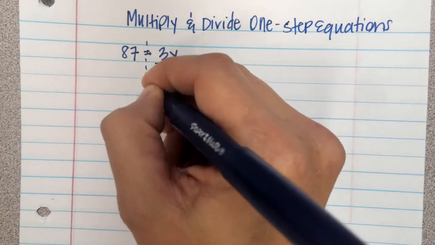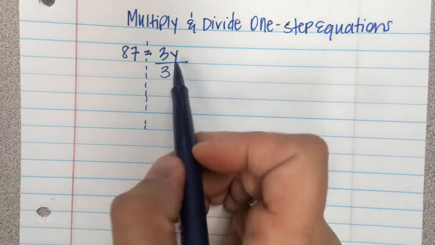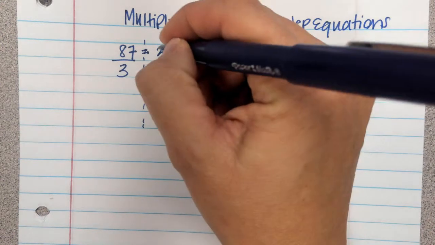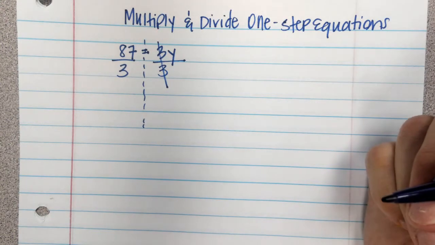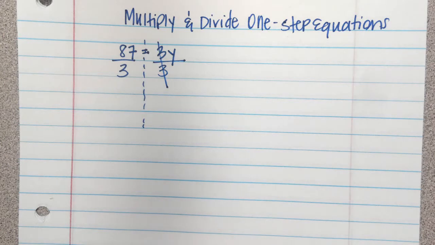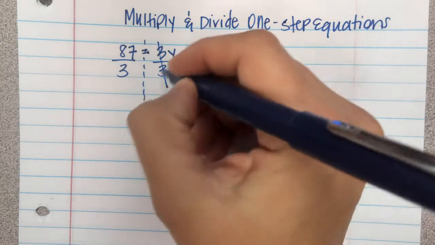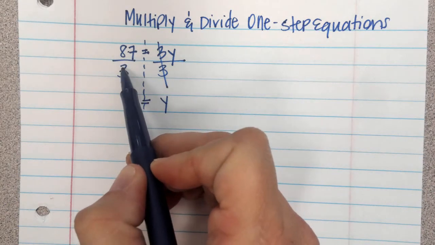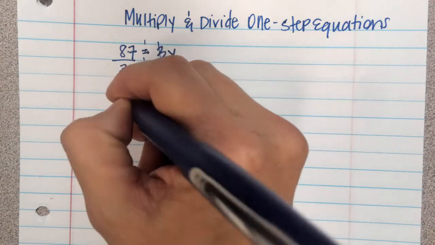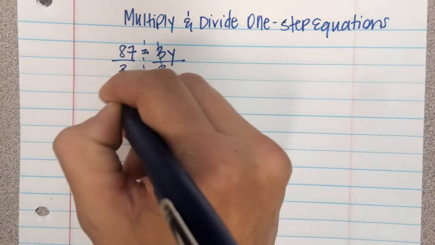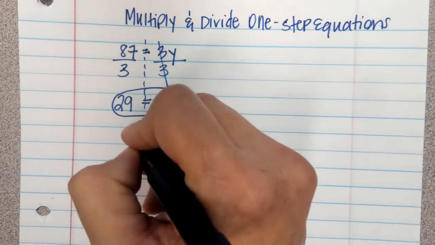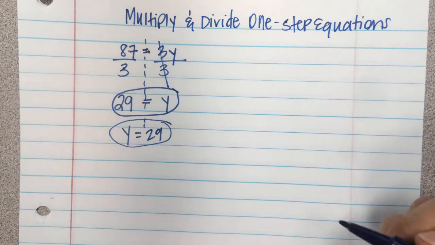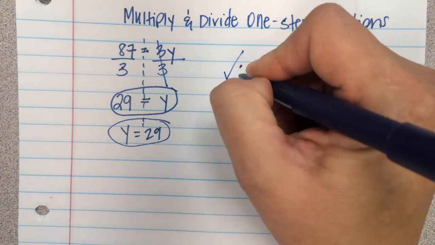And remember that there's an imaginary wall here. So what you do to one side, you have to do to the other because you have to balance it. So now those cancel each other out because of the inverse operation. And when you do that, you now have y equals, and now we have 87 divided by 3. And then when you do 87 divided by 3, you get 29. So y equals 29. And again, that's the same thing as this.